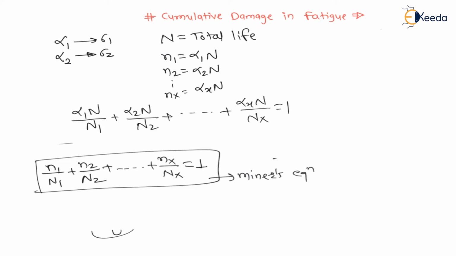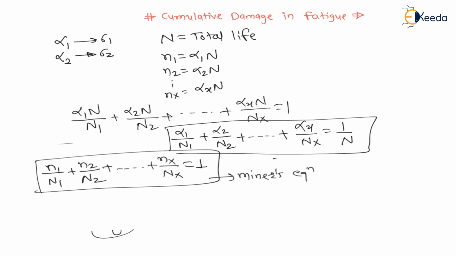Now here capital N, the total life, we will take on the other side, the right side. Therefore what will be the equation? The equation will become alpha 1 divided by capital N1 plus alpha 2 divided by capital N2 plus so on plus alpha x divided by capital Nx is equal to 1 upon N. This is also called Miner's equation.